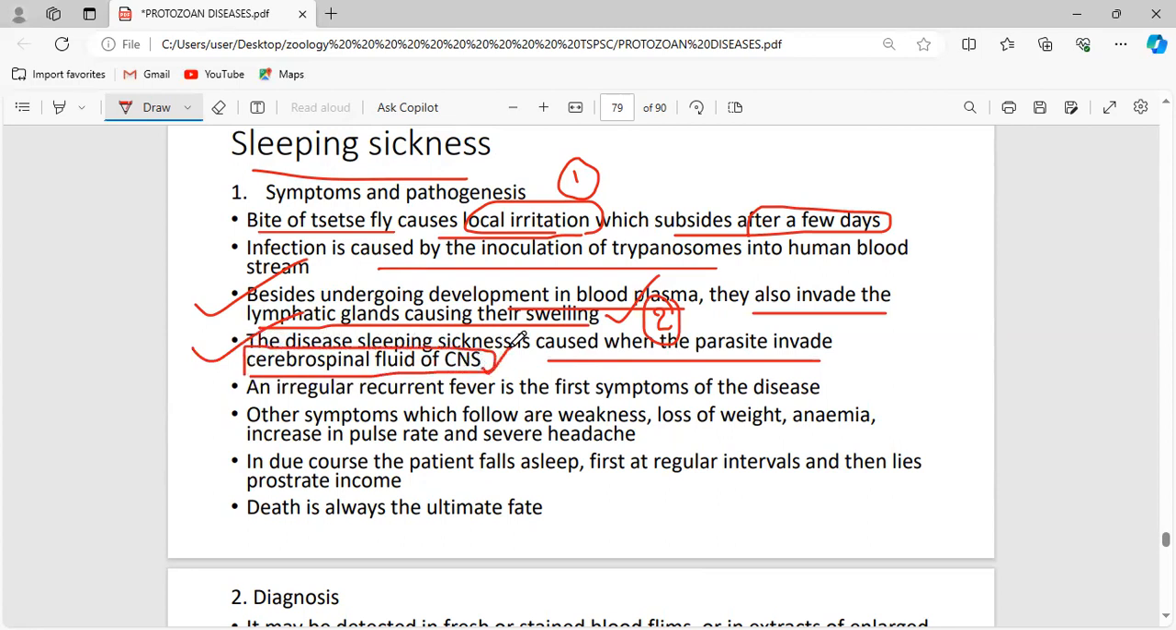Once it reaches the spinal cord, that is the CSF, cerebrospinal fluid, only then will the disease sleeping sickness be caused by the parasite. An irregular recurrent fever is the first symptom of the disease. This is the first symptom: fever. Another symptom is weakness, loss of weight, anemia, increase in pulse rate.